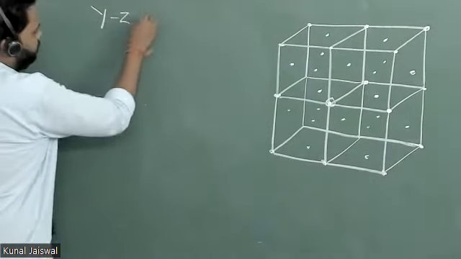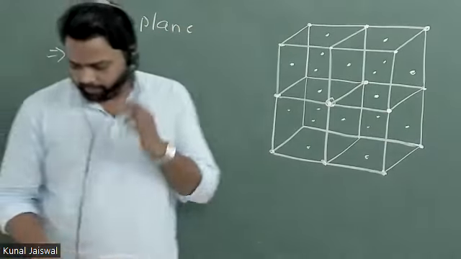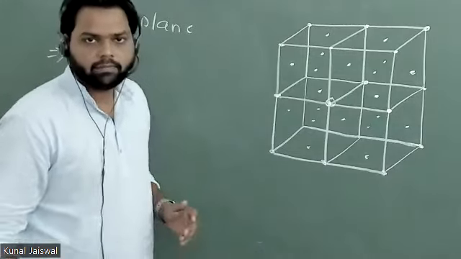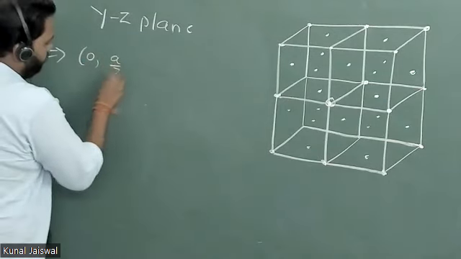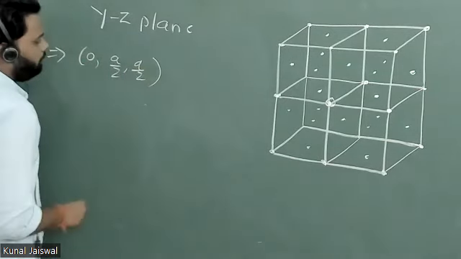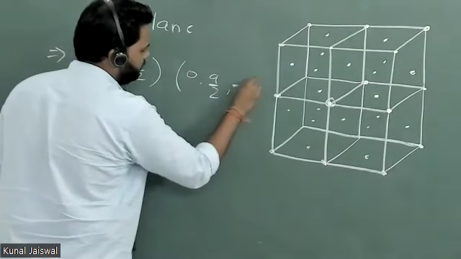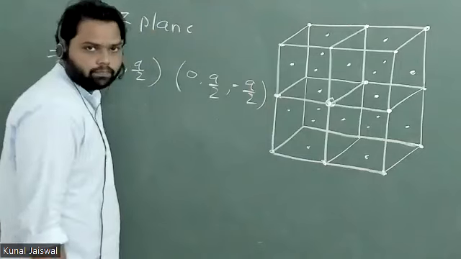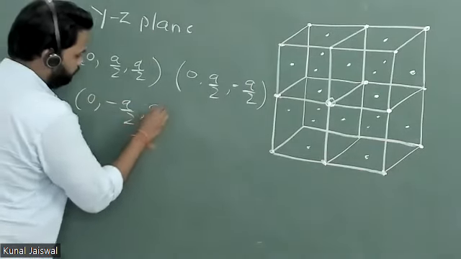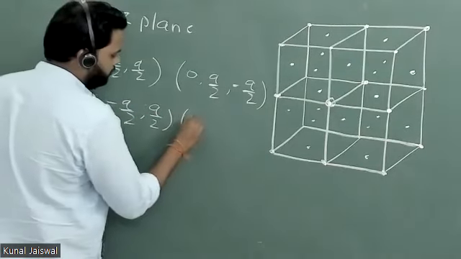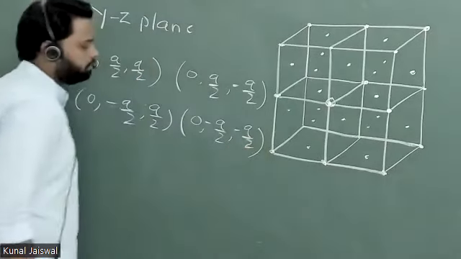What will be the coordinates on the YZ plane? Which four coordinates will be on the YZ plane? We are talking about the YZ plane, that means X is 0. So it is 0, a by 2, a by 2. The other will be 0, a by 2, minus a by 2. The third one will be 0, minus a by 2, a by 2, and the last one will be 0, minus a by 2, minus a by 2.